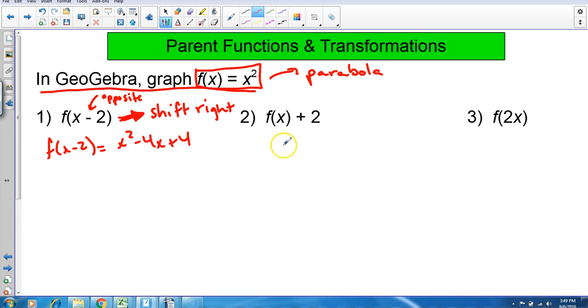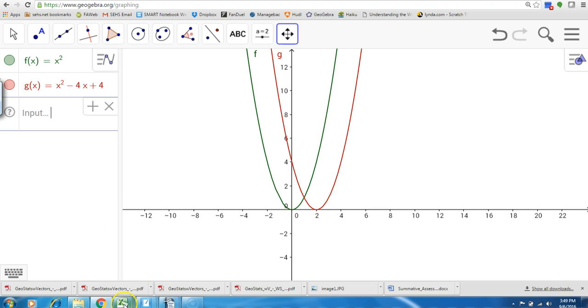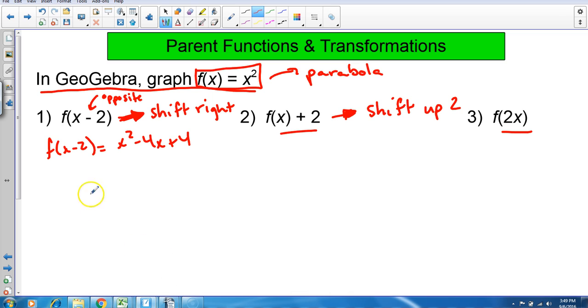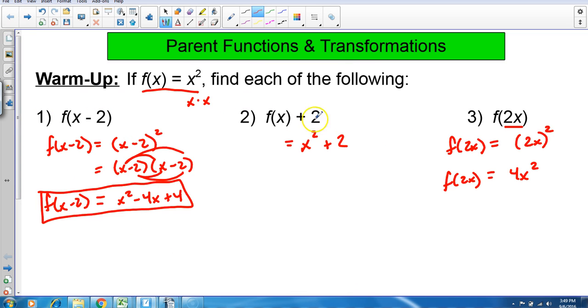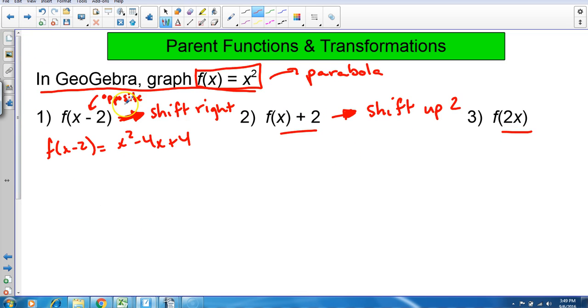All right, so all we want to do is look at what happens with these other two. F of x plus 2, well, we know generally that this is going to be a shift up 2 units. So let's go check out what happens to our graph. Again, we already simplified this. When we simplified it on the last page, we ended up with x squared plus 2. So that's the function that we want to graph.